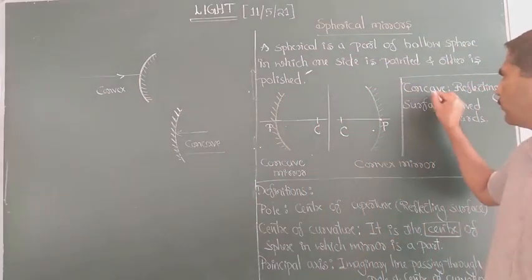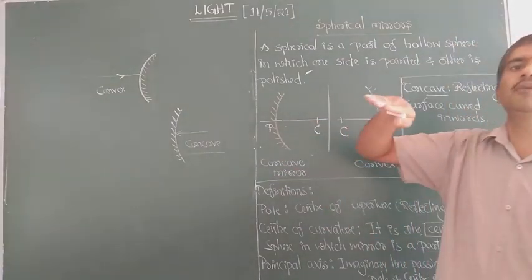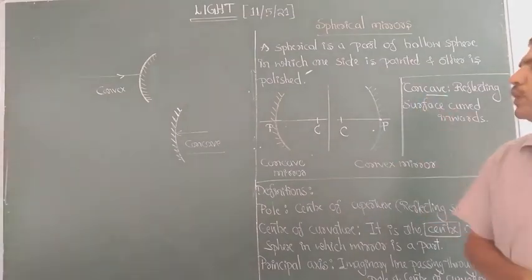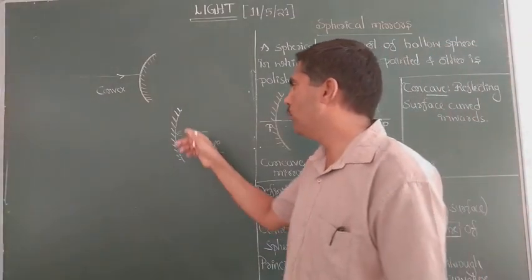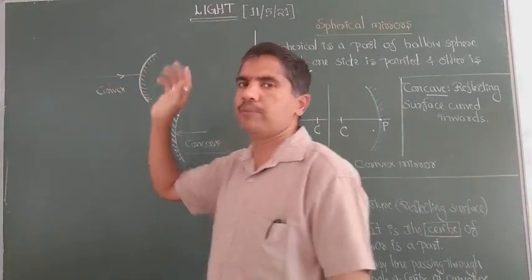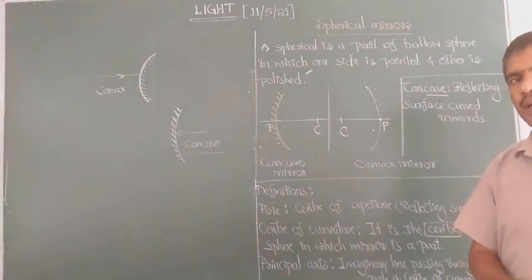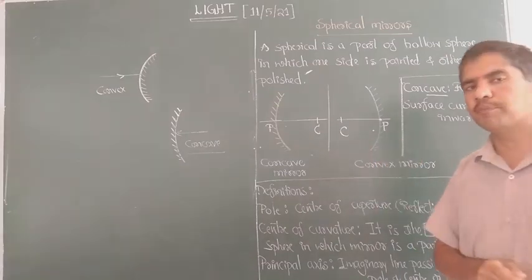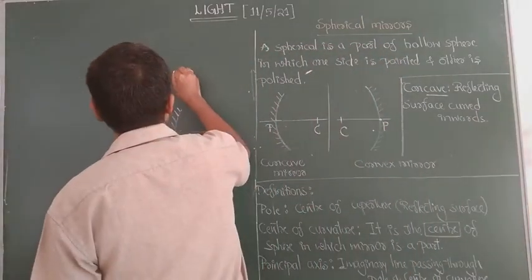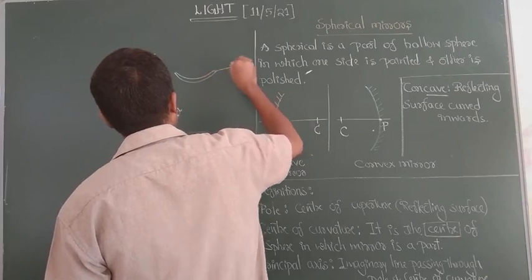Concave, as the name suggests, it is hollow at the center. Cave means a cave, so remember it as a cave. So a concave mirror is polished from the inner edge. Convex is polished from the outer edge. To remember more easily, let us imagine a spoon which we are using normally. The inner surface of the spoon, just imagine a spoon with a handle like this. Let us say this is a spoon.